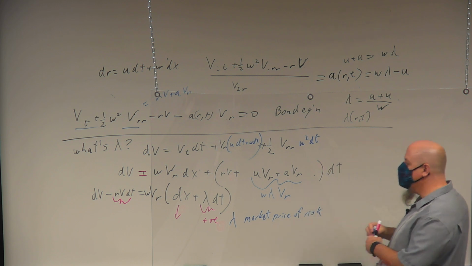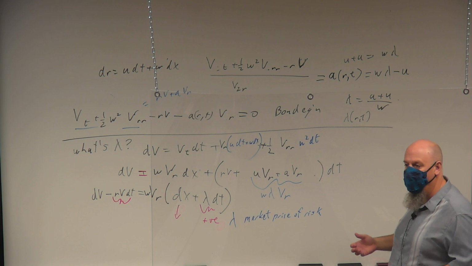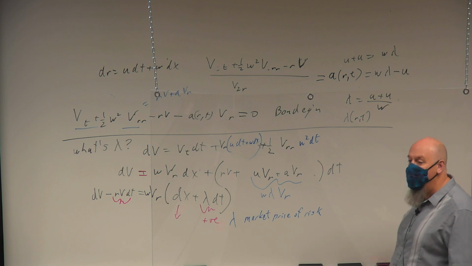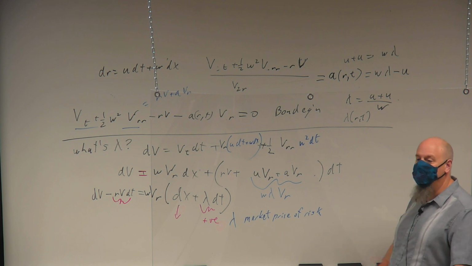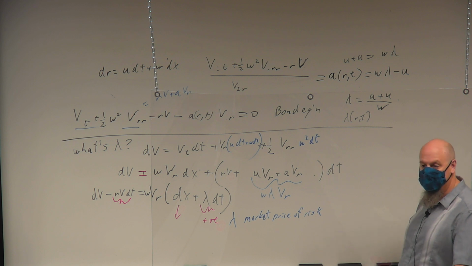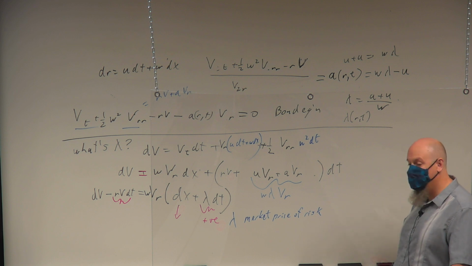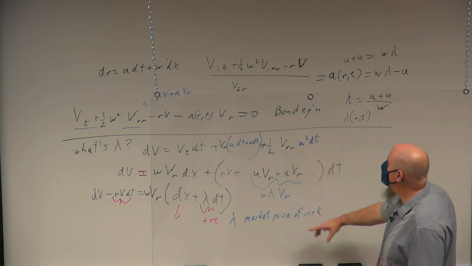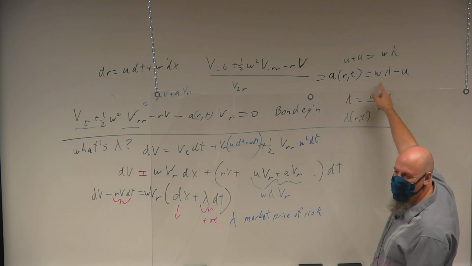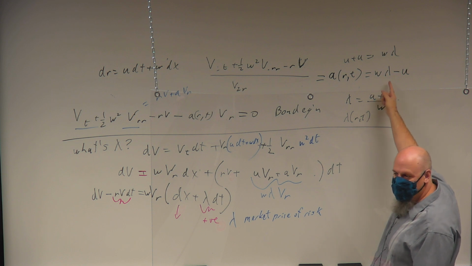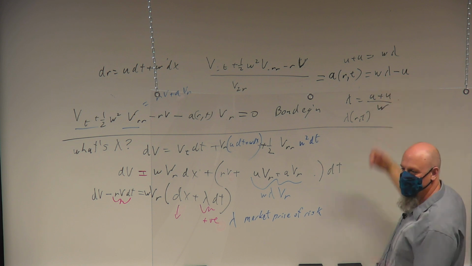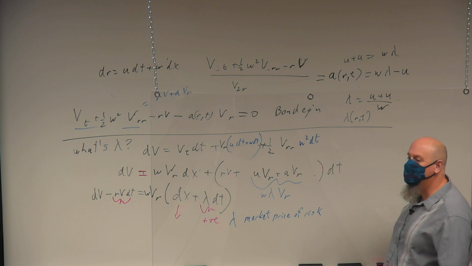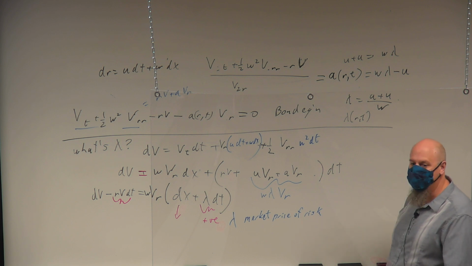Or another way to think about it is my extra reward for taking the risk of buying the bond versus just investing my money. It's a measure of that. So that's my argument for why think about lambda in terms of this weird expression. What's lambda? It's a way to quantify the market price of risk.